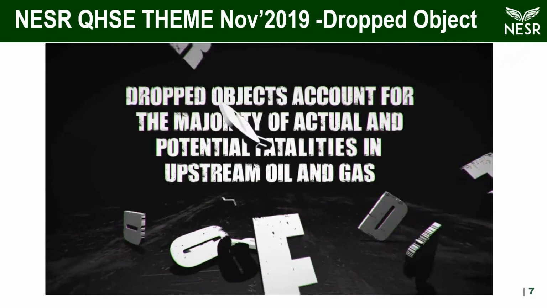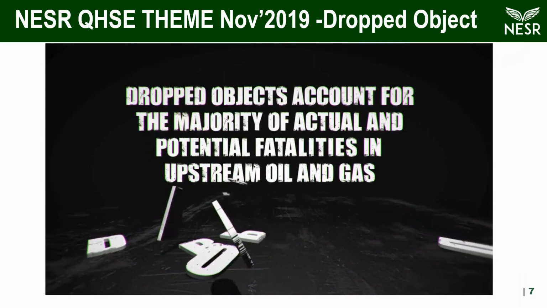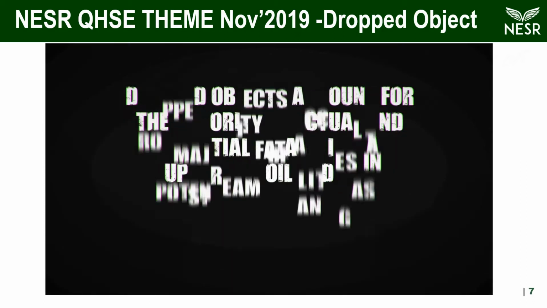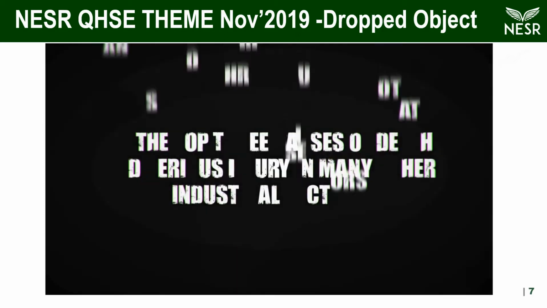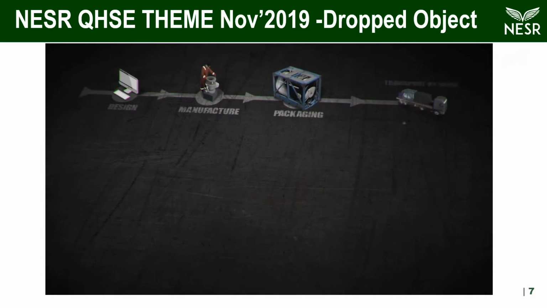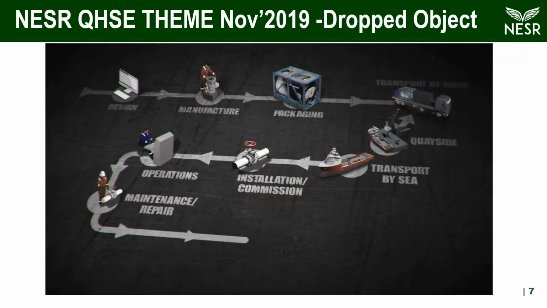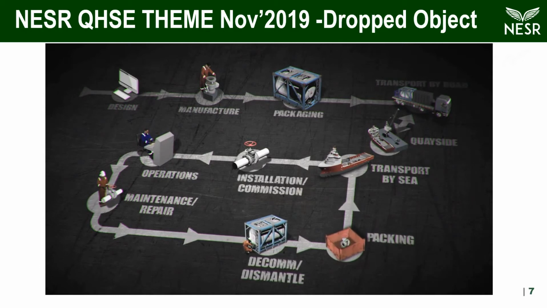Dropped objects account for the majority of actual and potential fatalities in upstream oil and gas. They are also in the top 3 causes of death and serious injury in many other industrial sectors. Dropped objects are also a serious threat in leisure and home life too. They can occur anywhere and at any time.